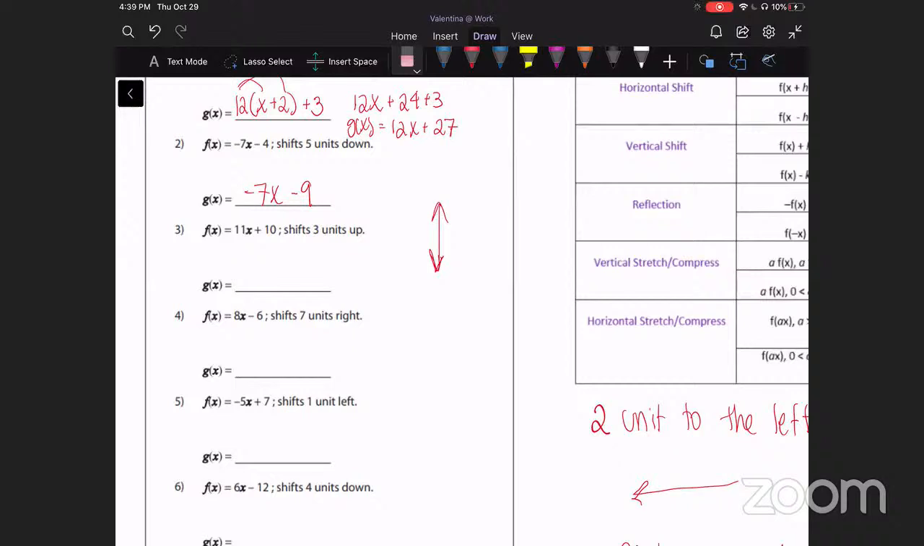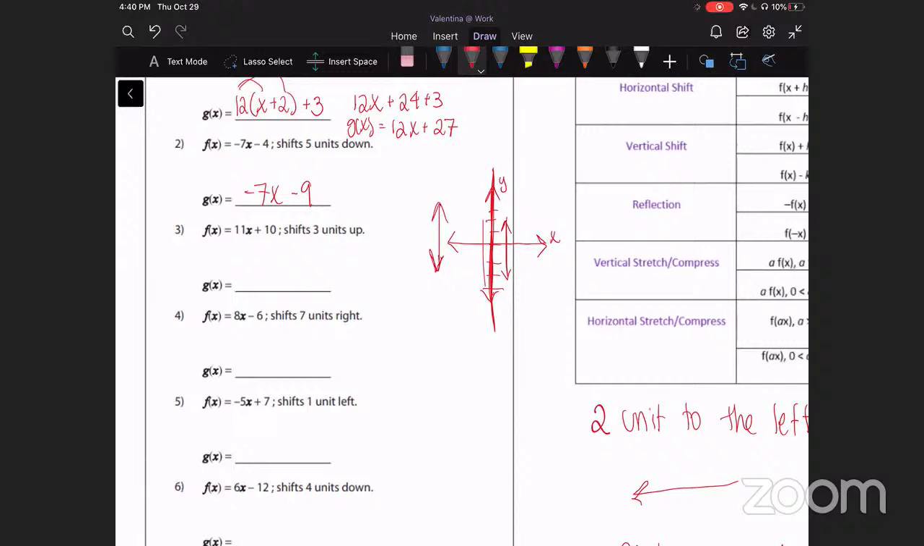I don't even know. Okay, so let's think about this. If we're moving up and down, if you have your graph, right? This is your X, this is your Y, and you're moving up and down, that's going to be a change in your Y, right? You're moving up and down the Y axis. Does that part make sense?